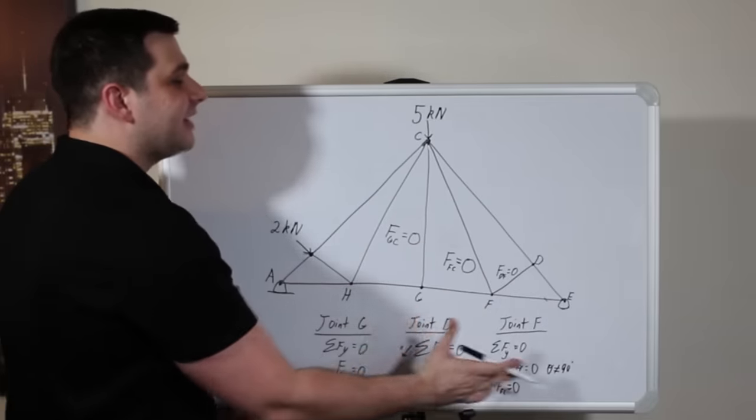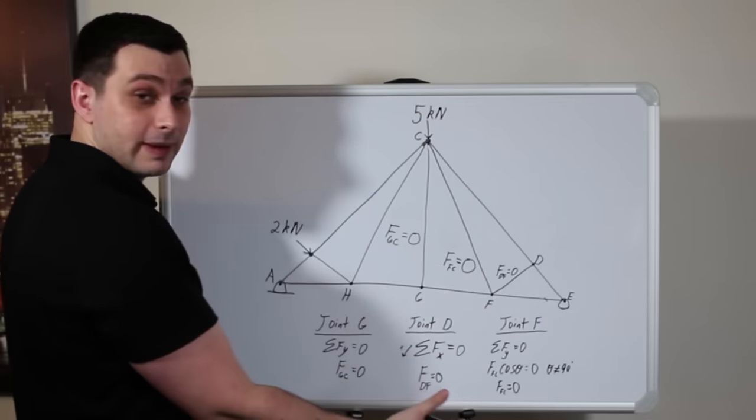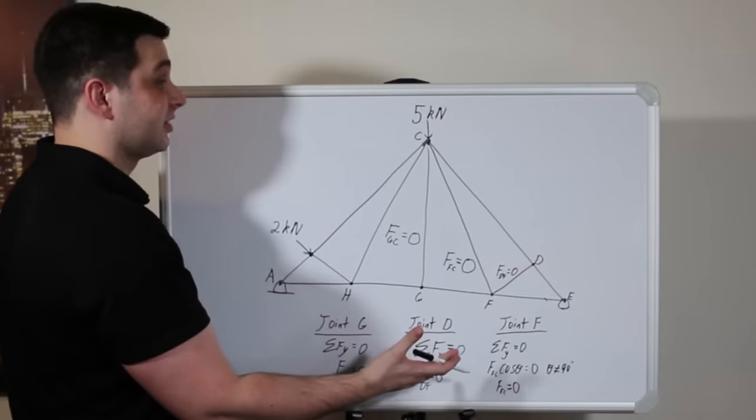Okay, so those are some of the basics when it comes to identifying zero force members in a truss structure like this. So, any questions? Yeah, can you explain why there's no force on the center beam? Intuitively, I don't see how that's possible.